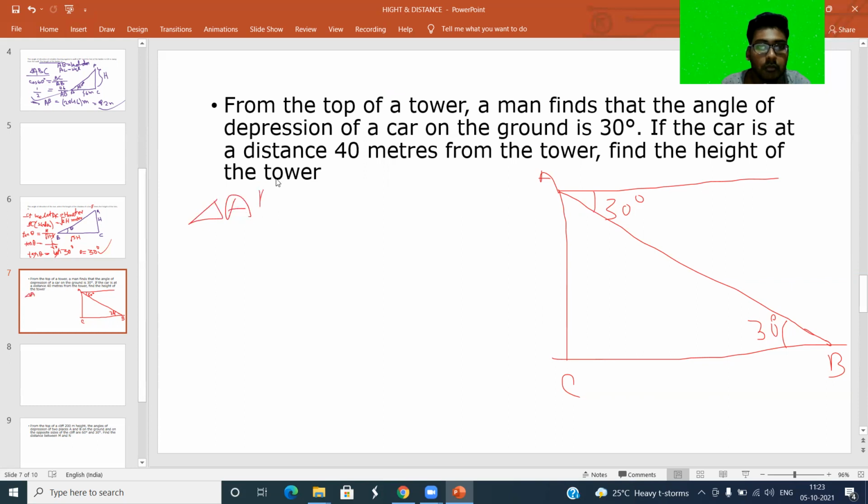in this ABC triangle, if the car is at a distance of 40 meters from the tower, it is the tower and it is the car. The distance between the tower and the car is 40 meters. Find the height of the tower. We need to find this AC distance. If AC is h, find the height of the tower.